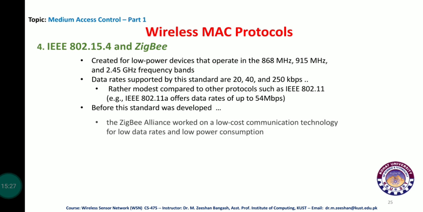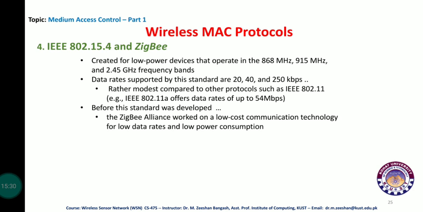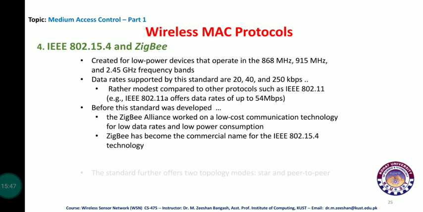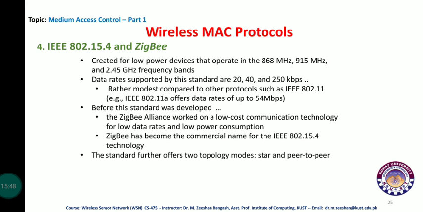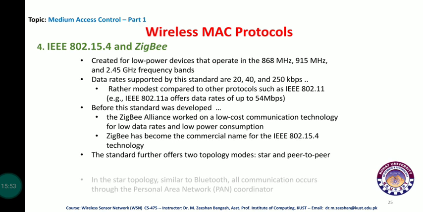Before this standard was developed, the Zigbee Alliance worked on a low cost communication technology for low data rates and low power consumption. However, after the combined effort of Zigbee and IEEE, Zigbee has become the commercial name of the IEEE 802.15.4 technology. It has two topology modes, the star and the peer-to-peer mode.